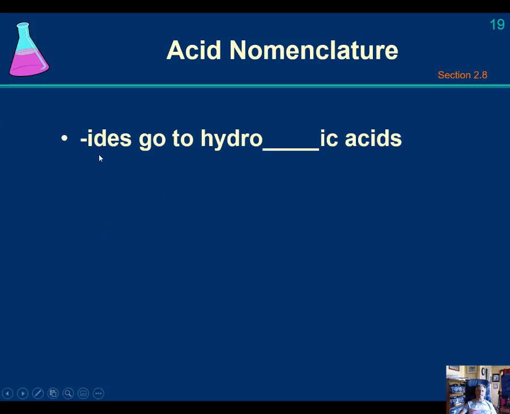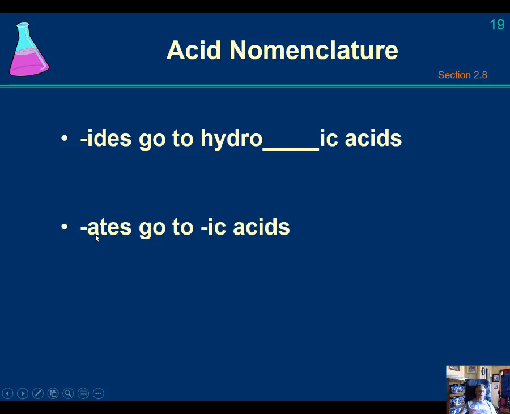If you have a binary acid like HCl, it's got an ide, so HCl is hydrogen chloride. We're going to add a prefix, hydro, then say the anion name, and then add the suffix ic and the word acid.